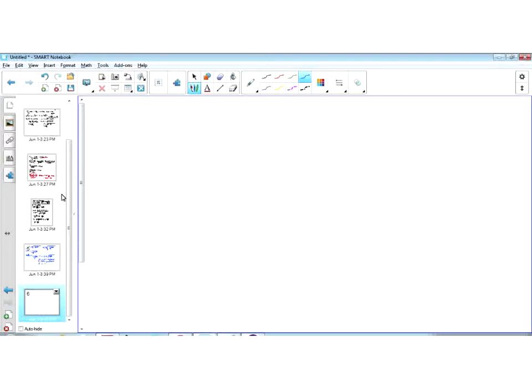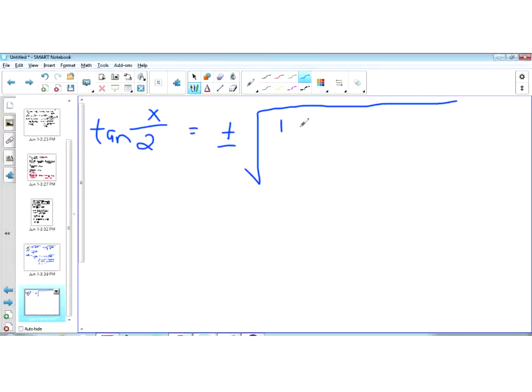The half angle formula for the tangent function would simply be the ratio of the half angle of sine over the half angle of cosine. So that would be plus or minus the square root of 1 minus cosine x over 1 plus cosine x. And what we can do then is rationalize this.